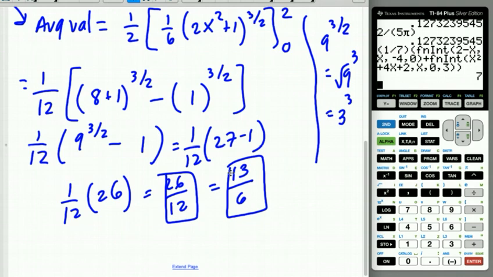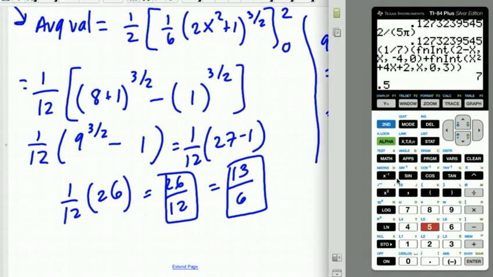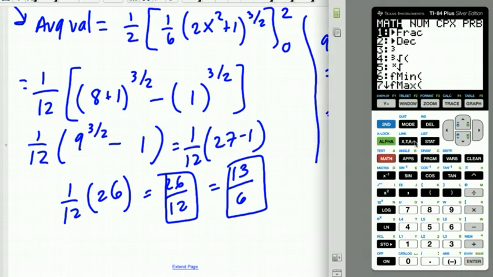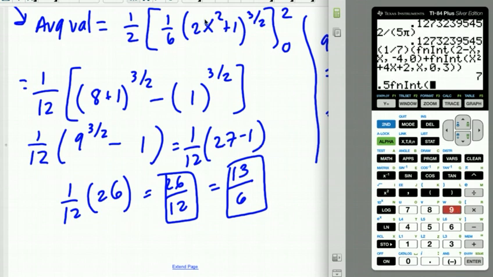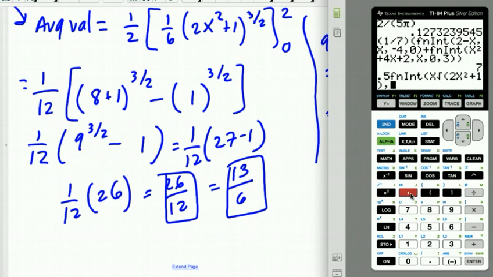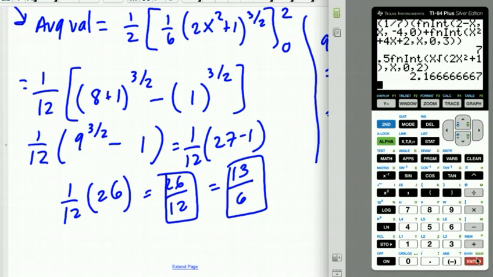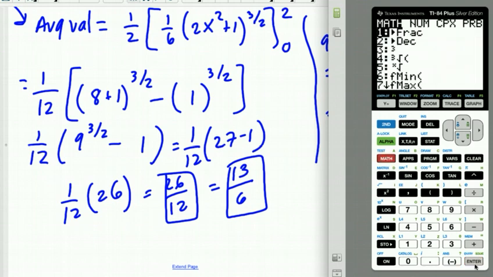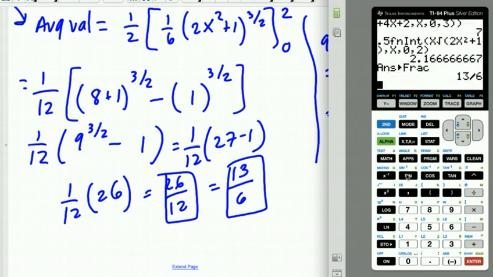Right, so let's go ahead and double check that answer really quickly. I'm going to go ahead and do 0.5 because it was a half in front and I'm lazy. Math 9. Right, and then I had an x square root of 2x squared plus 1, close the root, comma, with respect to x from 0 to 2. We'll hit enter, right, and then we can math frac it, and there's my 13 over 6.